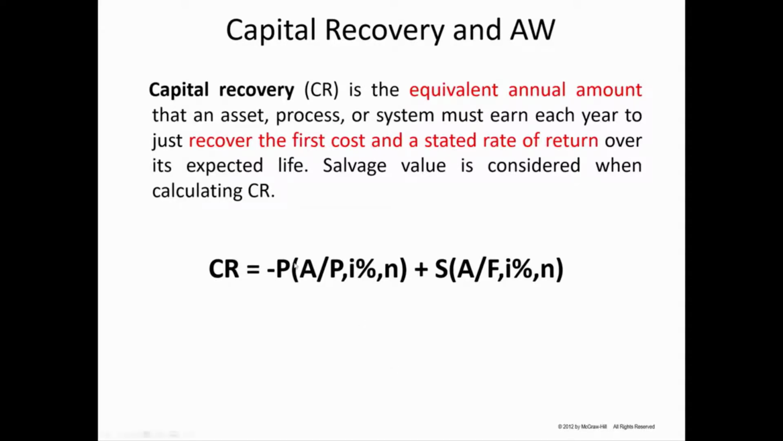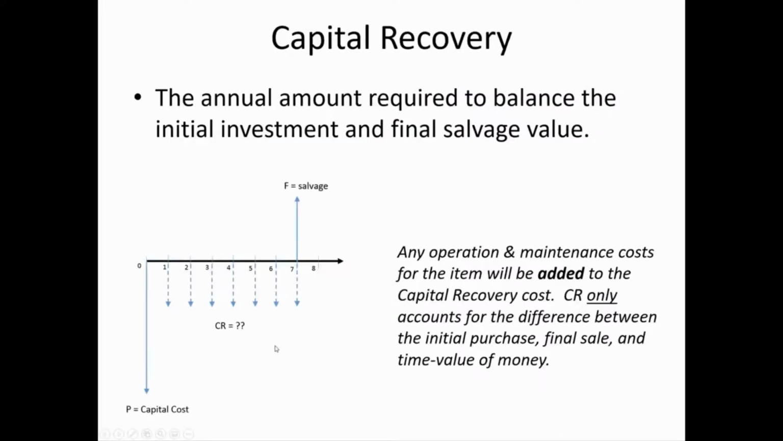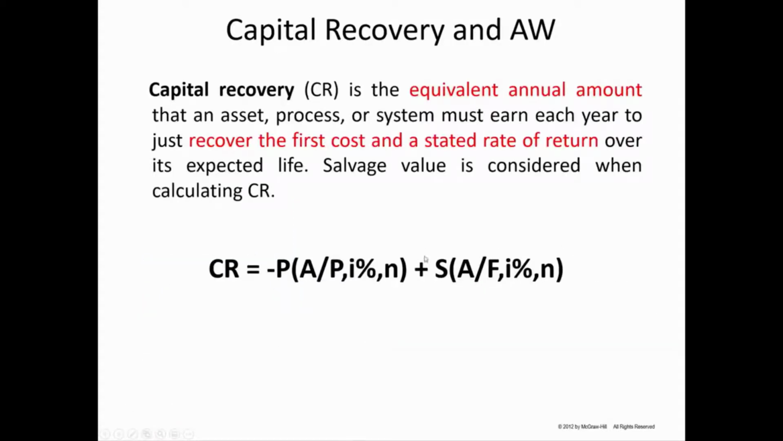So there's the minus sign here for the present value, because remember, our initial outlay was a cost. And then the positive value for the salvage, because the salvage is a revenue. What we want to do is turn it into an annual equivalent. The annual equivalent of the present value is find A given P. And for the salvage, we want to find A given F, because it's at the end of the cash flow diagram. It's just a single future amount. We want to find the annual equivalent.